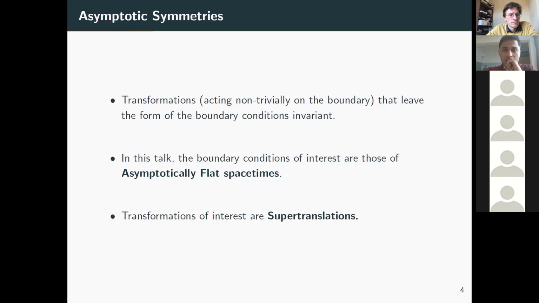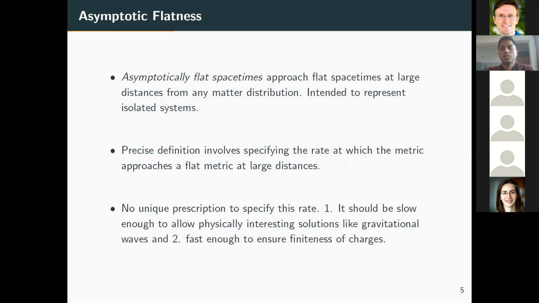So I'll just quickly go through the background for completeness. Asymptotic symmetries are the transformations which act non-trivially on the boundary, but leave the form of the boundary conditions invariant. In this talk, the boundary conditions of interest are those of asymptotically flat spacetimes, and the transformations of interest are supertranslations. Now, what do I mean by asymptotic flatness? Asymptotically flat spacetimes are spacetimes which approach flat spacetime at large distances. They're intended to represent isolated systems.